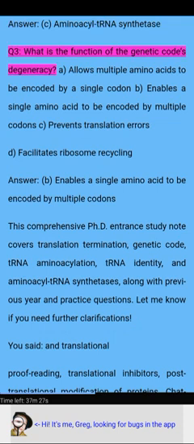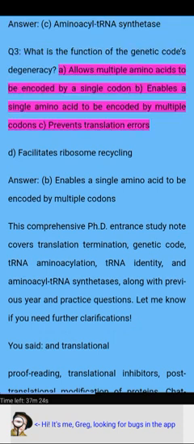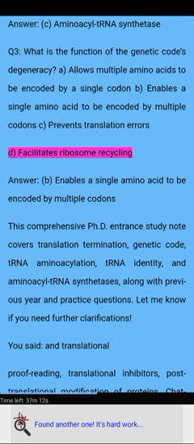Q3. What is the function of the genetic code's degeneracy? A. Allows multiple amino acids to be encoded by a single codon. B. Enables a single amino acid to be encoded by multiple codons. C. Prevents translation errors. D. Facilitates ribosome recycling. Answer: B. Enables a single amino acid to be encoded by multiple codons.